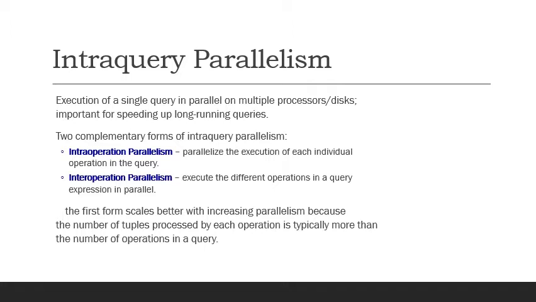Consider a query that requires a relation to be sorted. Suppose that the relation has been partitioned across multiple disks by range partitioning on some attribute, and the sort is requested on the partitioning attribute. The sort operation can be implemented by sorting each partition in parallel, then concatenating the sorted partitions to get the final sorted relation. Thus, we can parallelize a query by parallelizing individual operations.